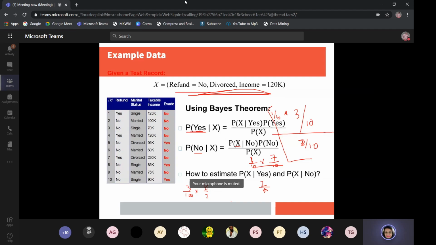Yes के लिए अलग compute कर रहे हो, no के लिए अलग कर रहे हो. This is for yes and this is for no. So this is 7/100. Now which is maximum? This is 7/20 and this is 3/20. So 7/20 was maximum. 7/20 is maximum, right? So the class will be no. So this is how you are going to compute.